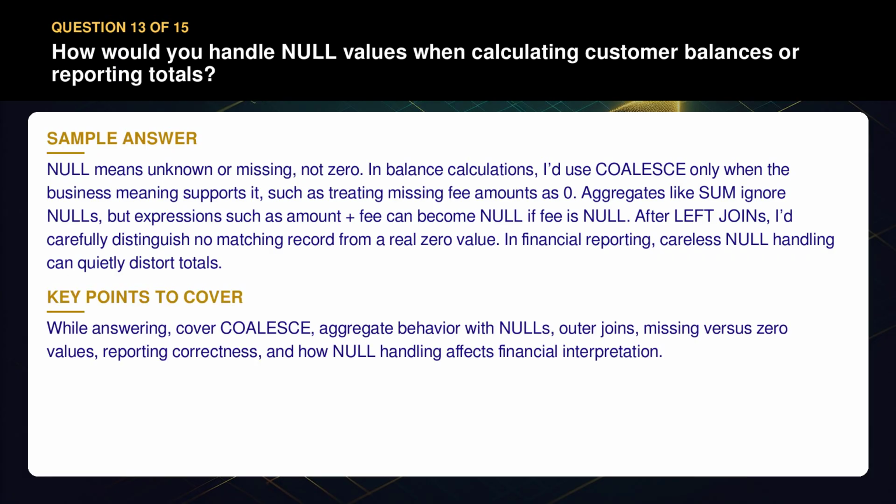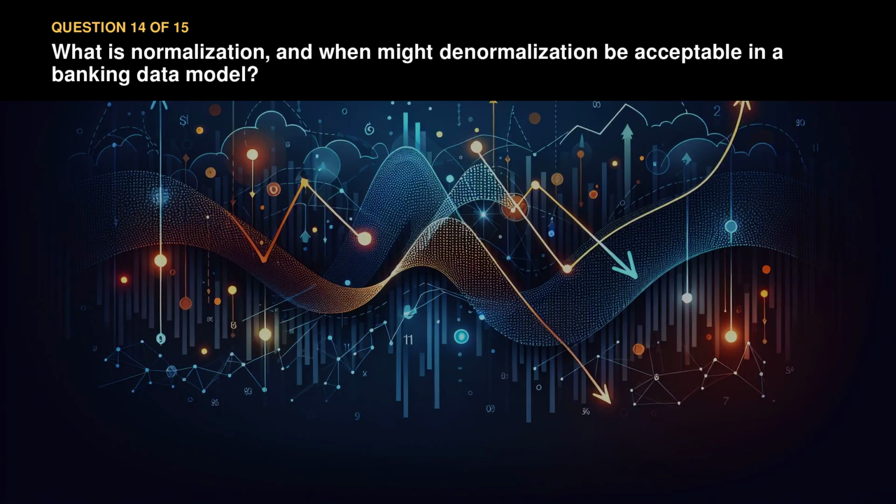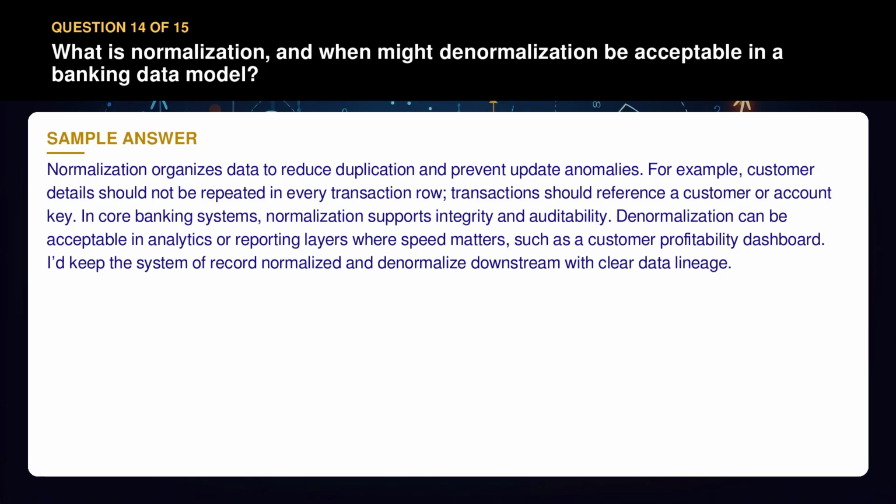While answering, cover coalesce, aggregate behavior with nulls, outer joins, missing versus zero values, reporting correctness, and how null handling affects financial interpretation. Question 14. What is normalization, and when might denormalization be acceptable in a banking data model? Normalization organizes data to reduce duplication and prevent update anomalies.